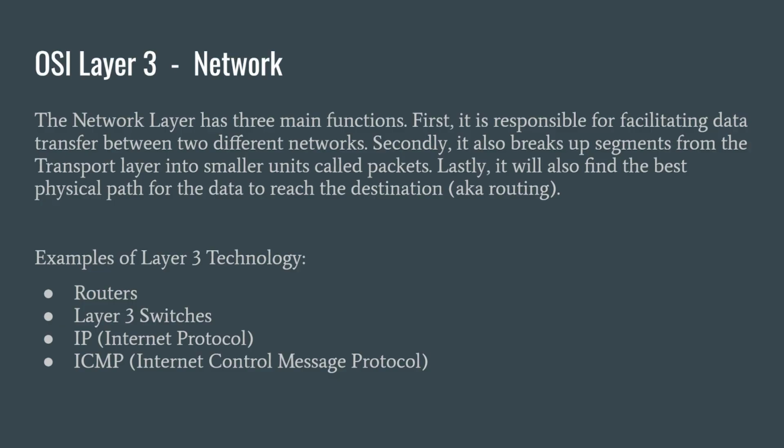also known as routing. Examples of Layer 3 technologies include physical devices such as routers and Layer 3 switches, but also technologies that fall under Layer 3 are the protocols IP, which is Internet Protocol, and ICMP, which is Internet Control Message Protocol.